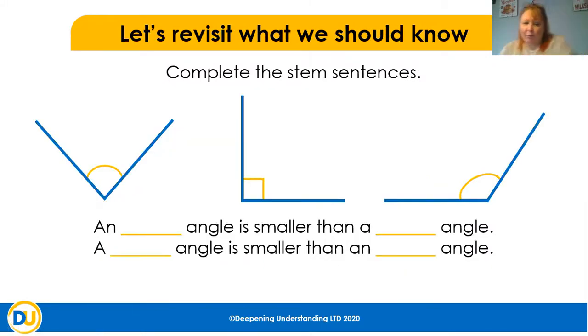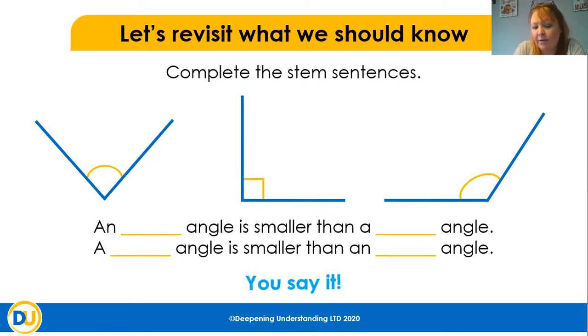So let's have a look. What should we know? A something angle is smaller than a something angle. So you could say a right angle is smaller than an obtuse angle. What else could you say? Write it down if you want to by pausing. Right, what did you say? An acute angle is smaller than a right angle. A right angle is smaller than an obtuse angle. All right, well done.